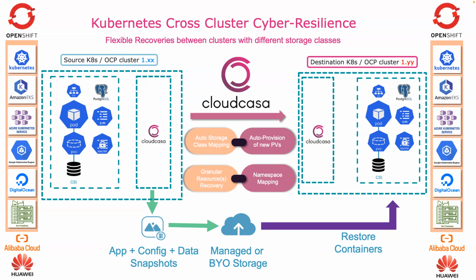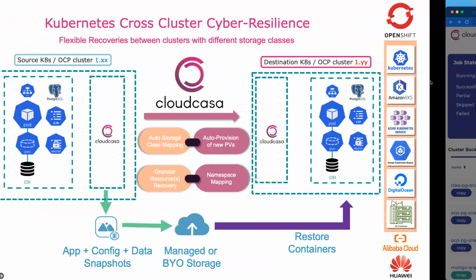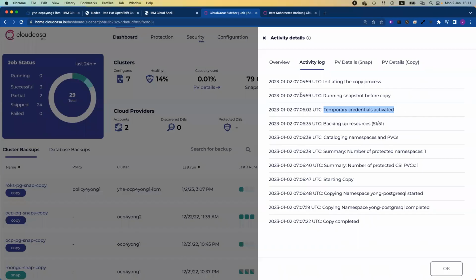So by now, my backup job should have finished. Let me come back to the web console to check. Yes. According to the activity log, not only has the snapshot been created, we backed up the resources, we discovered 51 objects from your source cluster, and we also have one PVC backed up, and the copy also completed. That means not only did we take a snapshot, we also made another copy to the managed storage.